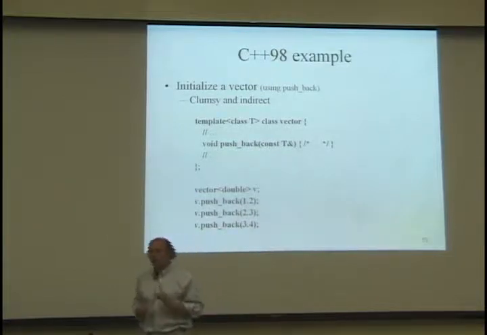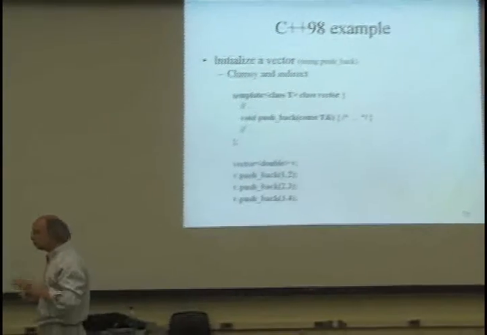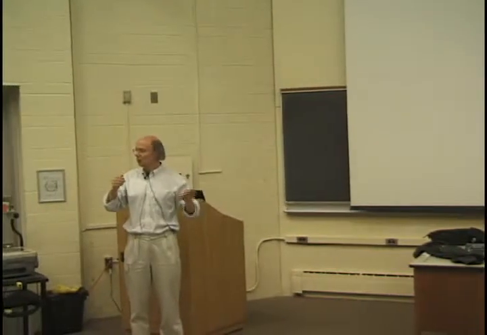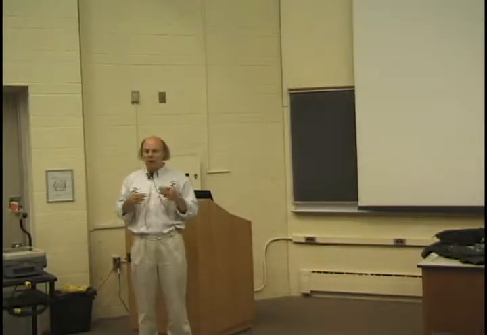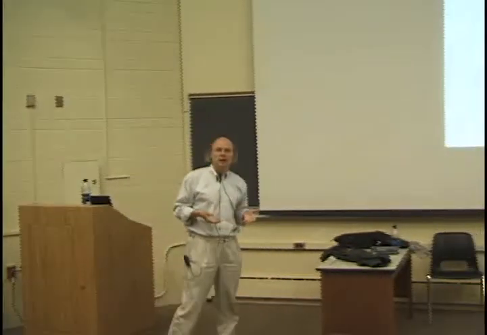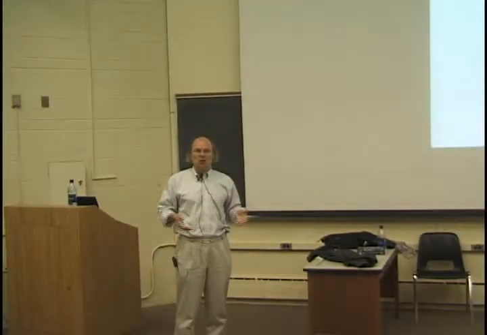Now, what's wrong with this? First thing that's wrong is I said I was going to initialize a vector with 3 values. I didn't do that. I made an empty vector and I pushed in. This is verbose, right? I had to say push_back 3 times. When I said I wanted to initialize the vector, I didn't say push_back.